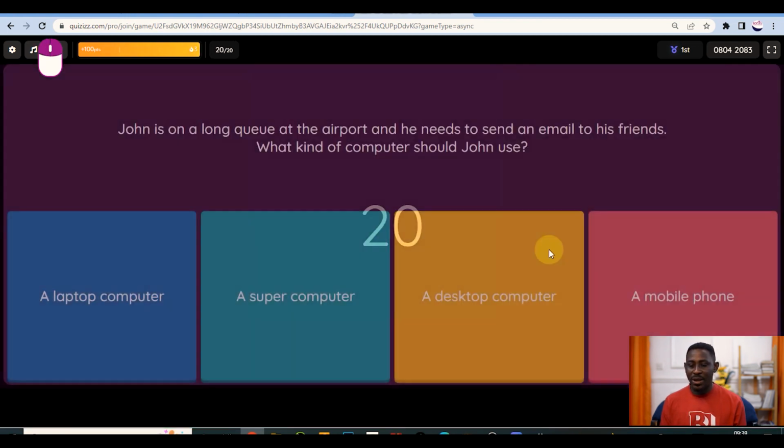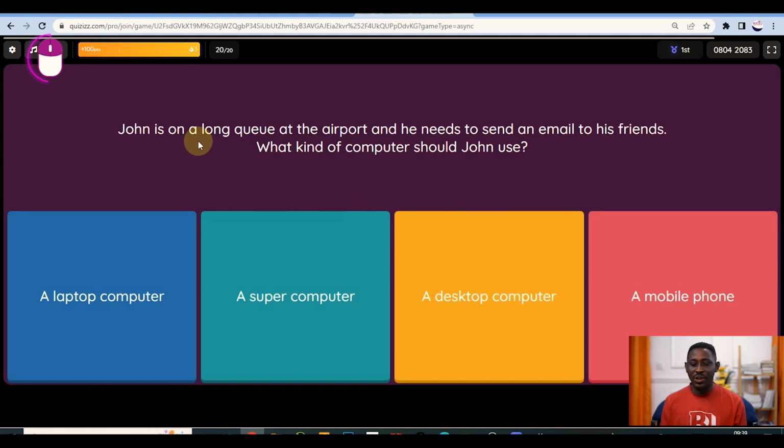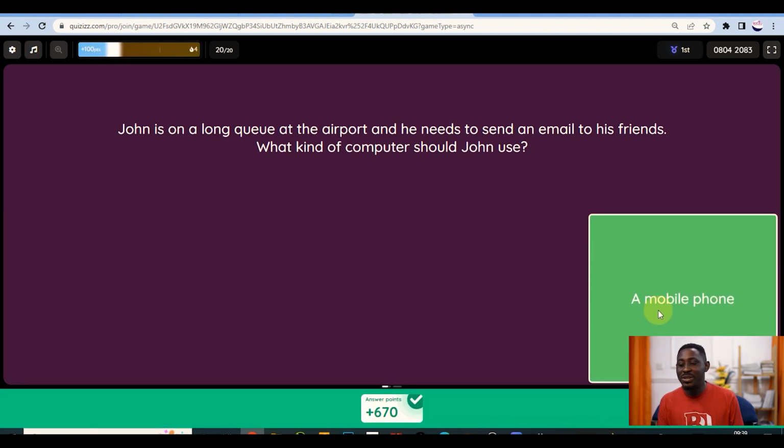Now the last question says, John is on a long queue at the airport and he needs to send an email to his friends. What kind of computer should he use? He wants to send an email. He's on a long queue. He can't use a laptop because on the long queue, he can't use a laptop. A supercomputer, he can't use a supercomputer because it's so big. A desktop computer, no, but a mobile computer is the most appropriate.